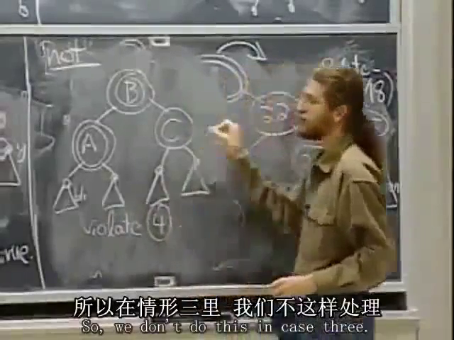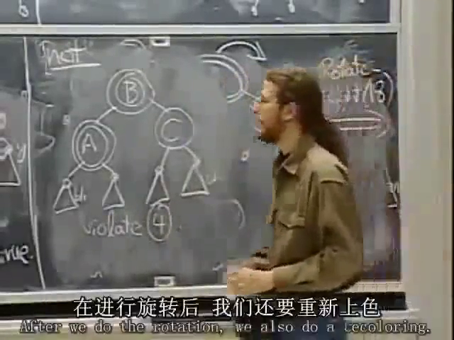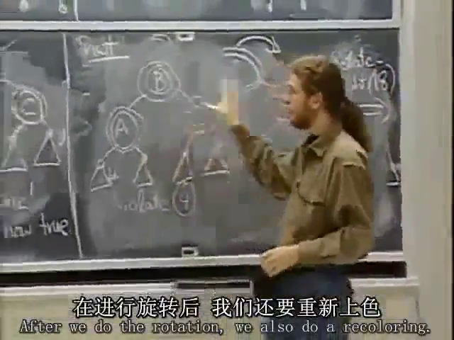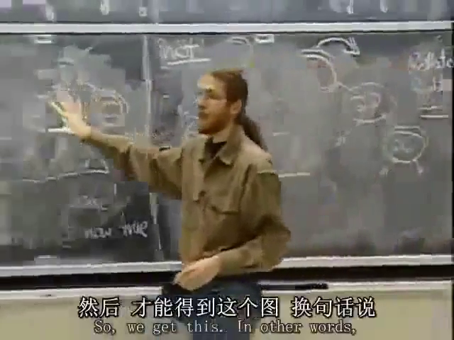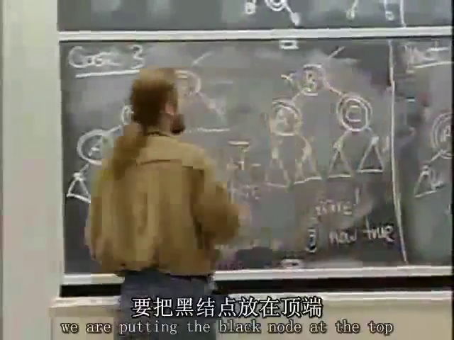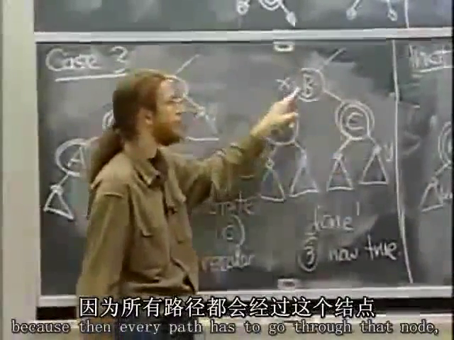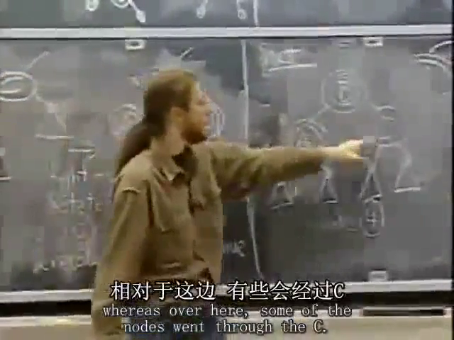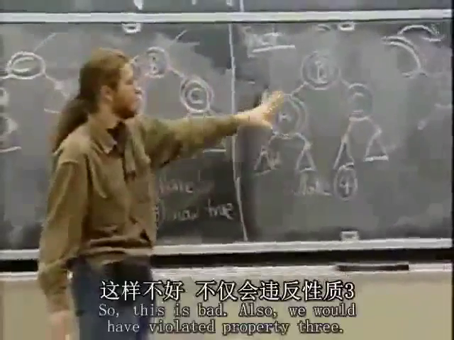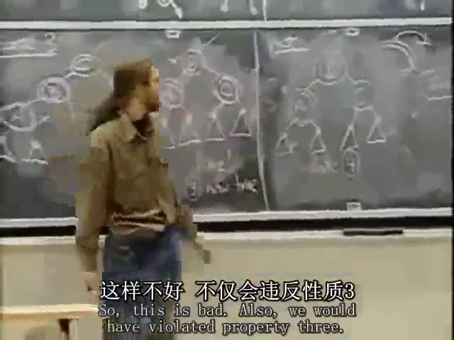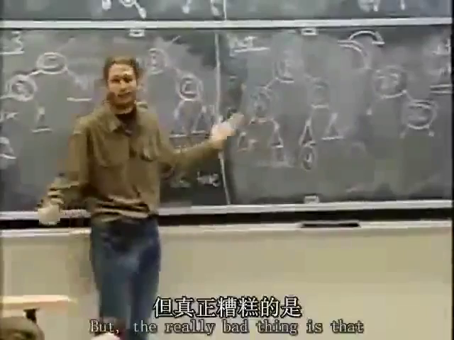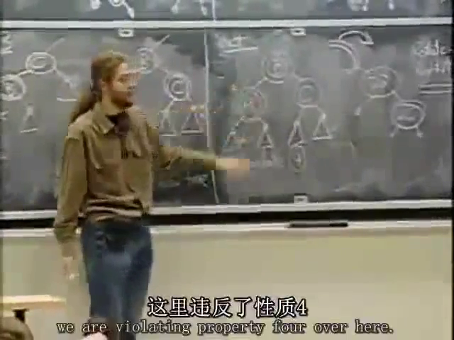So we don't do this in case 3. After we do the rotation, we also do a recoloring. So we get this. In other words, we're putting the black node at the top, because then every path has to go through that node. Whereas over here, some of the nodes went through C, some of them went through A. So this is bad. Right? Also, we would have violated property 3. But the really bad thing is we're violating property 4 over here.